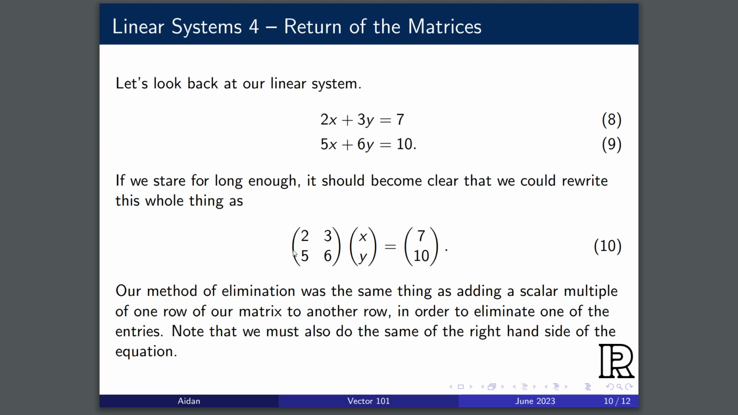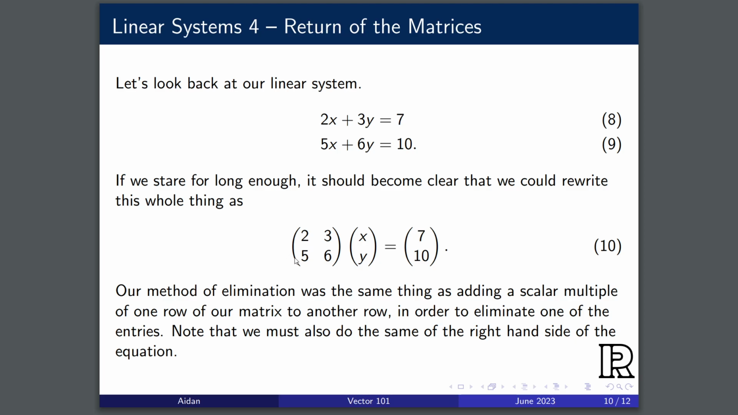Because if I matrix multiply this 2x2 on the left times this, the x goes to the 2, the y goes to the 3, we get 2x plus 3y equals 7. Then the x goes to the 5, the y goes to the 6, you get 5x plus 6y equals 10, right? And so we have this matrix equation.